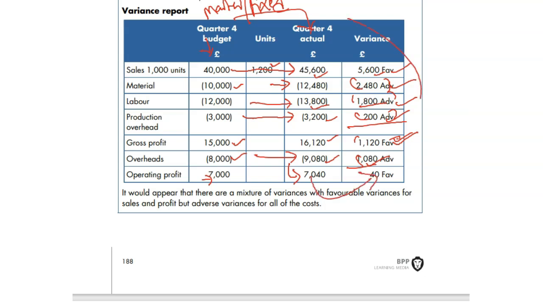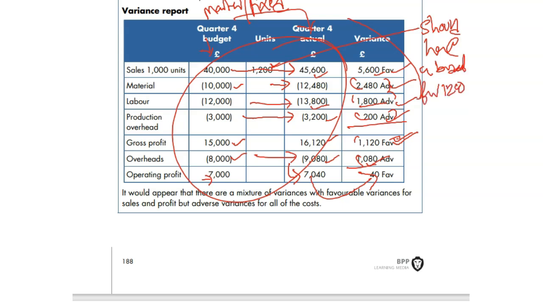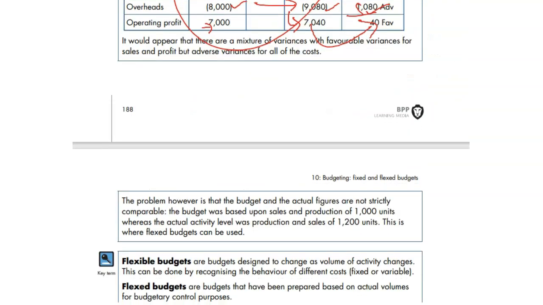But people, yet again, do you think this variance analysis is worthy? I don't think so, and we don't say so. Rather, we say we should have a budget for 1,200 units. Yeah, we should have a budget for 1,200 units. And this should be based on the fixed budget. How do you do it?